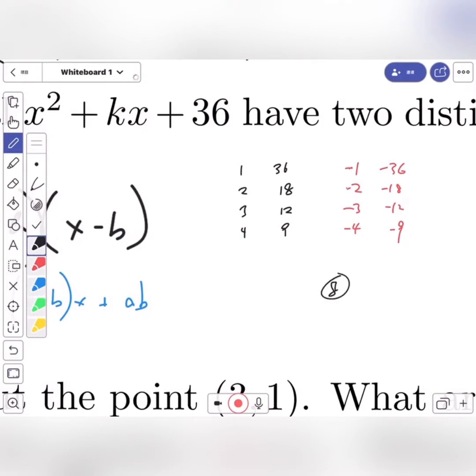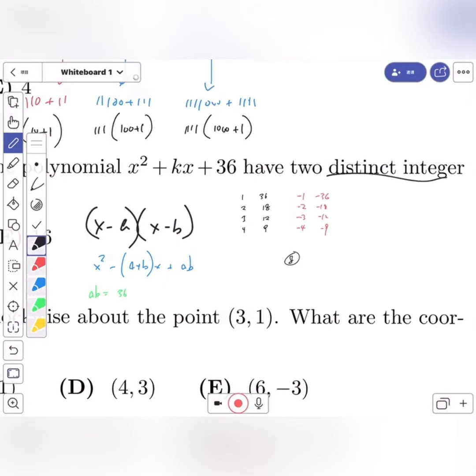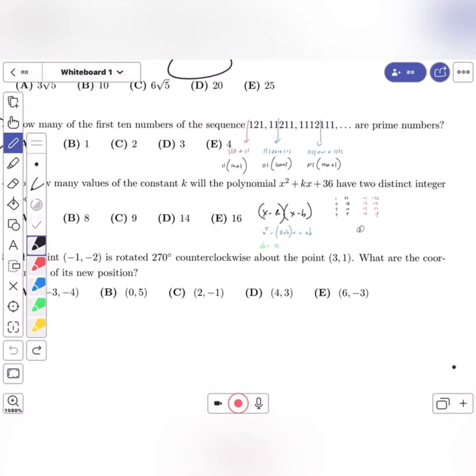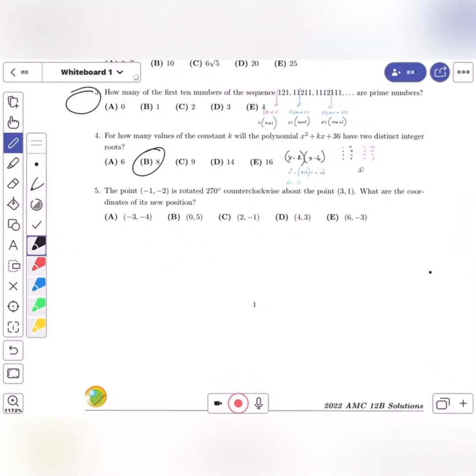Well, you might ask, why doesn't 6 and 6 work? Remember the problem statement says that we need 2 distinct integers, so we exclude the case when a is equal to b is equal to 6. So this simply gives us an answer choice of B. Okay, now let's go to number 5.